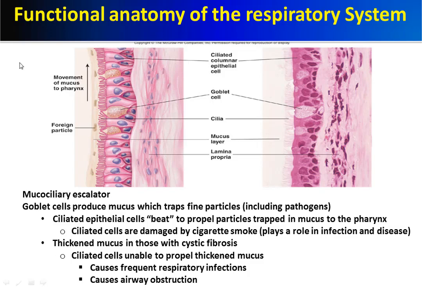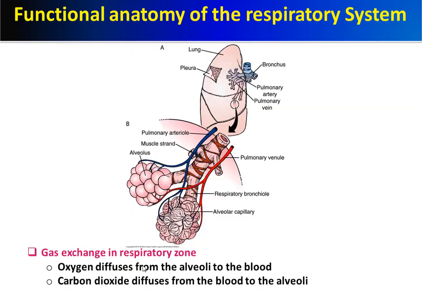And when this happens, the cilia would not be able to propel this thickened mucus upwards in order to eliminate it from the respiratory system. Hence this thick mucus accumulates, and it is a good medium for the growth of pathogens, and hence it causes frequent respiratory infections, and it also causes airway obstruction.